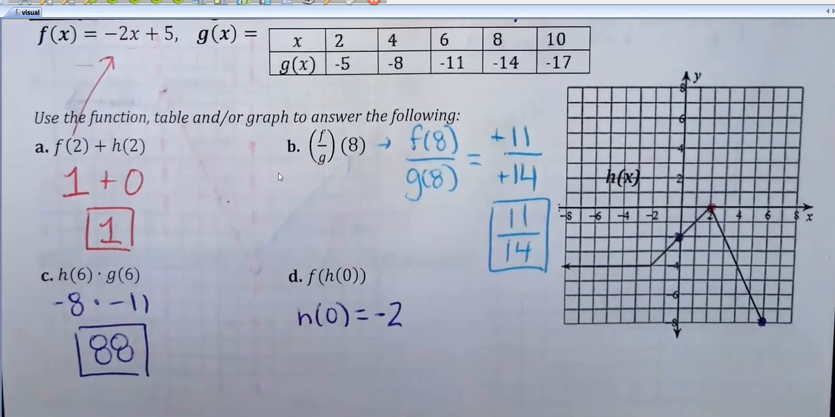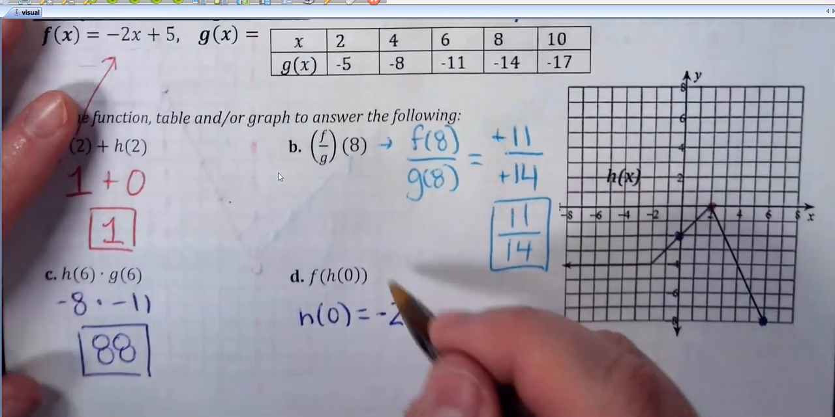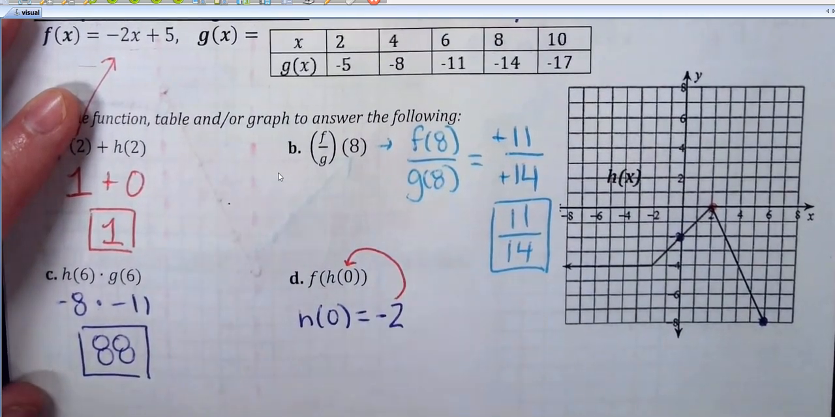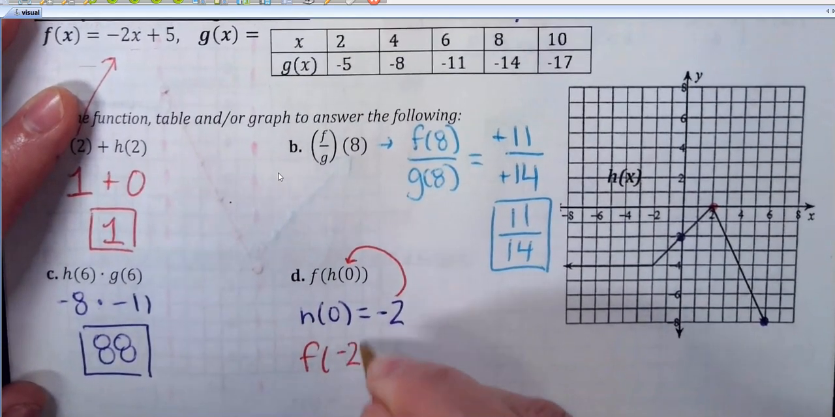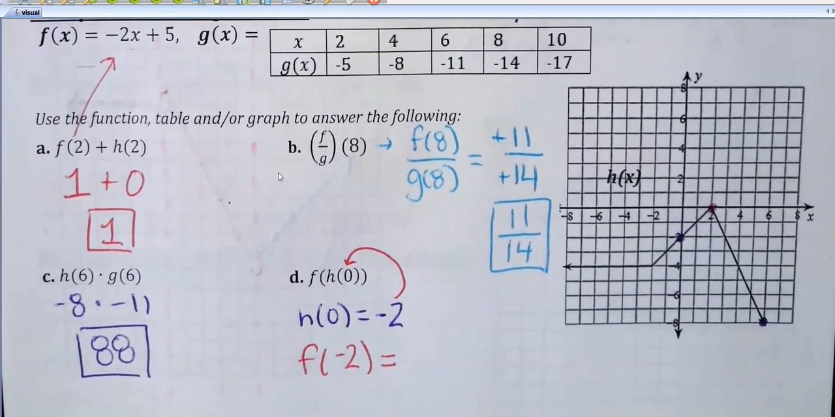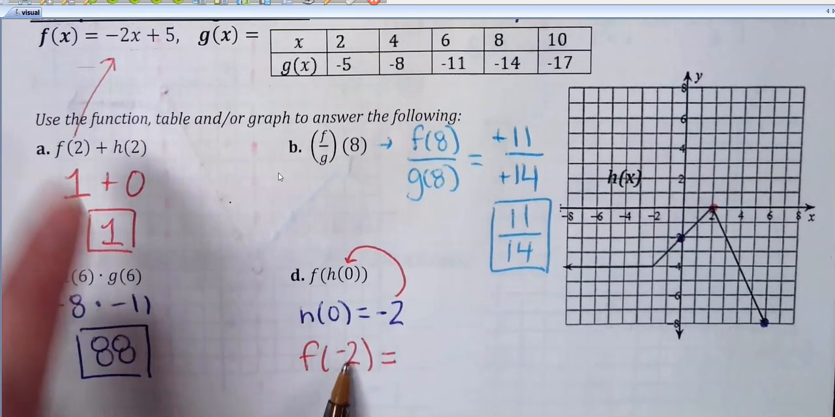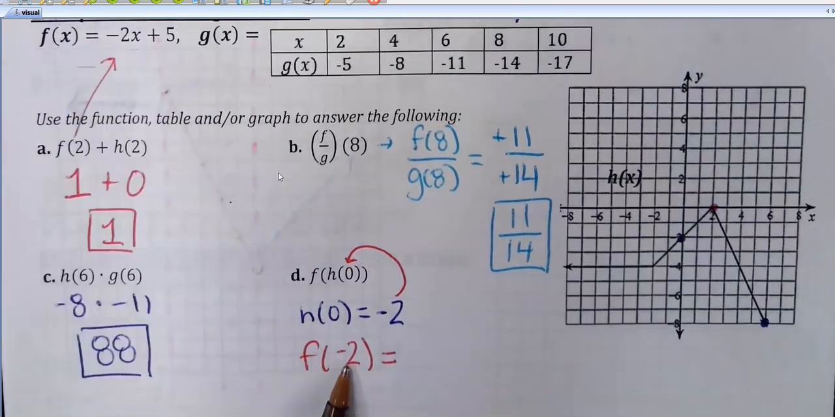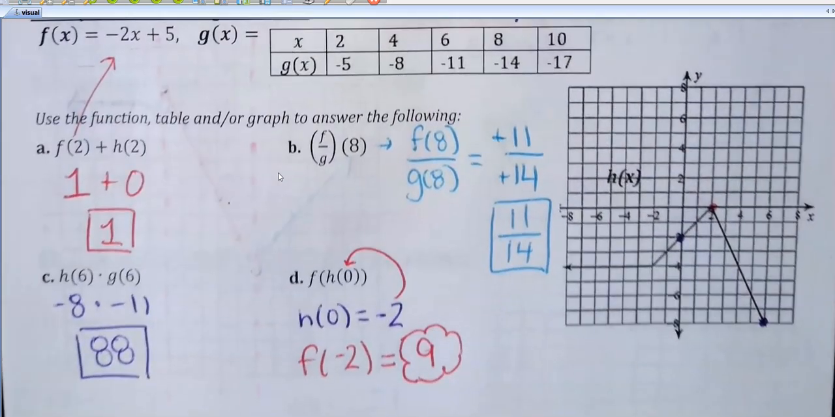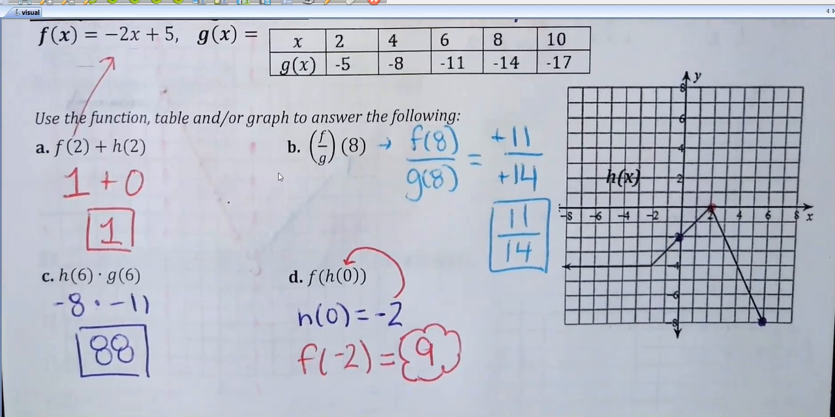Now, when you're doing composition, remember it's 2 problems in 1. Once you get this h of 0 that's equal to negative 2, then you're going to take negative 2 and plug that into the f of x function, which is just that function rule there at the top. That will actually be my answer to the question. So f of negative 2, just come up here. Negative 2 times negative 2 would be 4, plus 5 would end up being 9. 9 is the actual answer to the question. You have to do the h of 0 is negative 2 to get that first step to figure out what number to plug in. But 9 is going to be the answer for that last one. Okay.